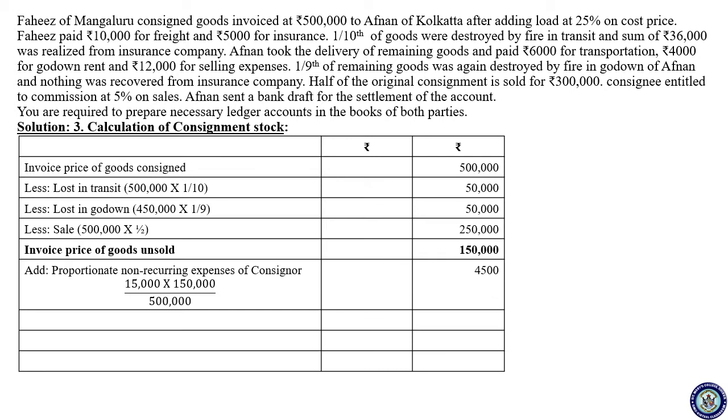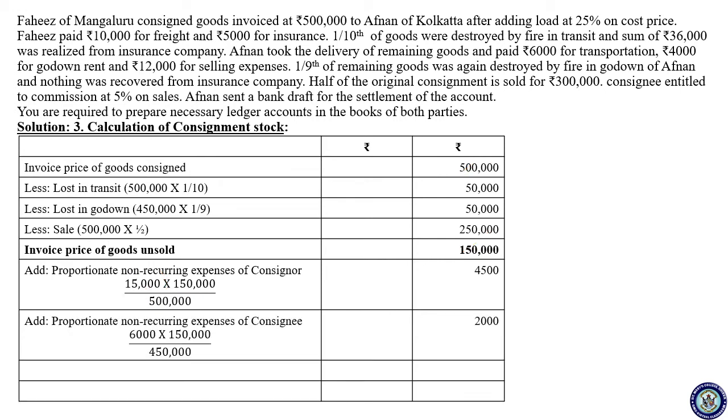Now you have to add proportionate non-recurring expense. Why proportionate? Because in this problem there is no normal loss. When there is no normal loss, you have to add proportionate. If there is normal loss, then you have to add total. So again the cross multiplication. The consignor incurred 15,000 non-recurring expense on 5 lakh. You have to take 5 lakh now because that is my base. We want it for 1,50,000. It comes to 4,500.